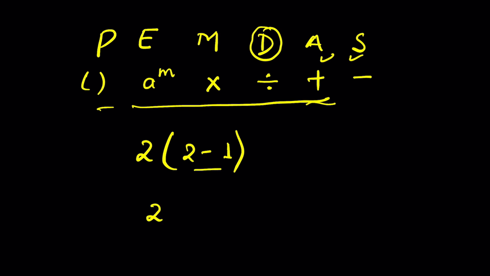And once you have done the operation, you need to remove the parentheses, and then this is 2 times 1. Answer is 2. So 2 is the correct answer.